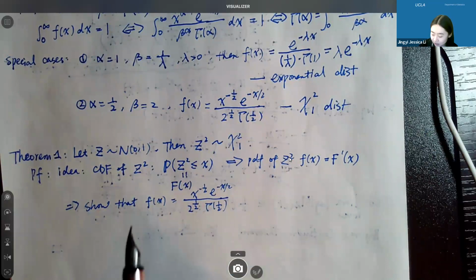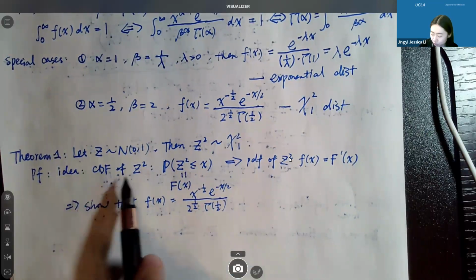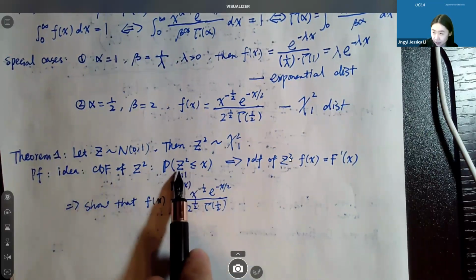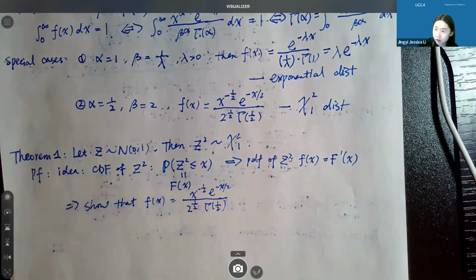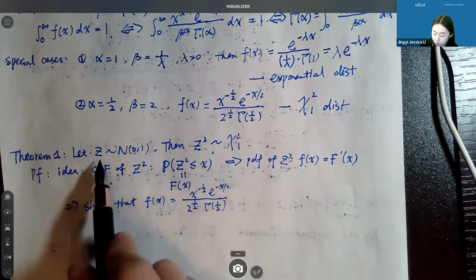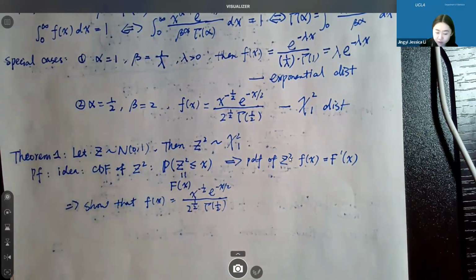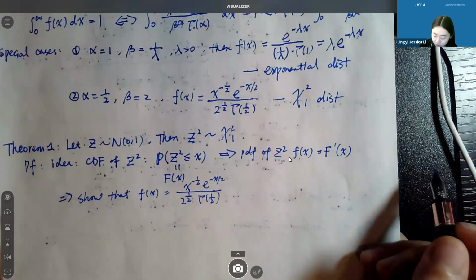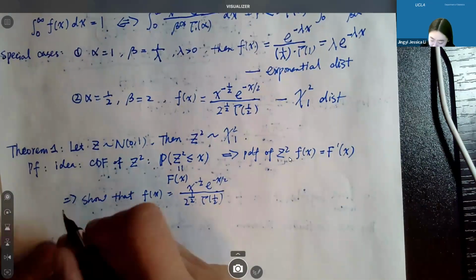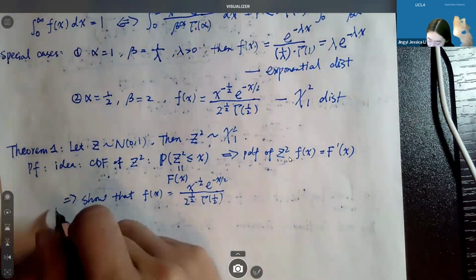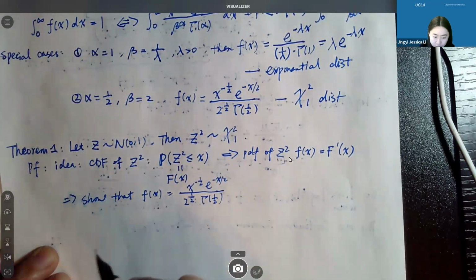But instead, going from the CDF to derive the CDF of Z squared based on what we know about the distribution of Z is possible. So we can do that. And that's what we're going to do today, to start from here. So given this idea, now let's go to the details.